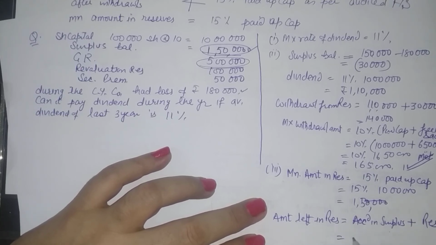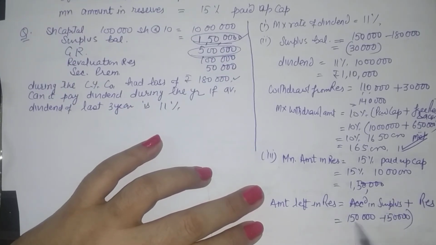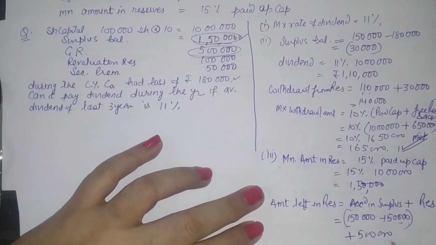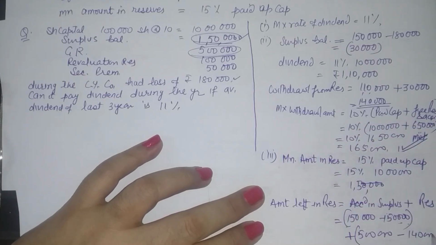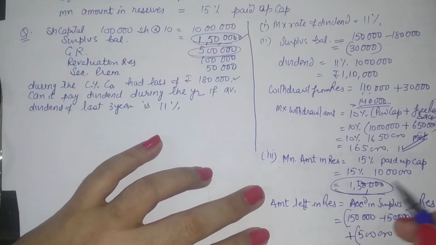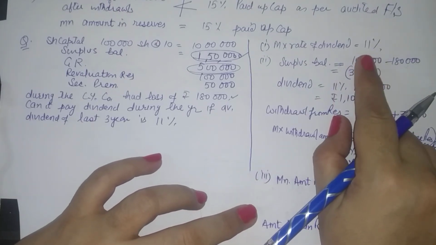Now when we look at surplus, we had 1,50,000 balance, but the whole was used to write off the loss, right? So nothing is left. When you look at reserve, you have only general reserve which we can use. Out of that, if you have withdrawn 1,40,000, it means 0 in the surplus and 3,60,000 in the reserves. So in all you have 3,60,000, whereas the minimum requirement is 1,50,000. So even this condition is satisfied. So both the conditions are being satisfied. So you can give 11% dividend.